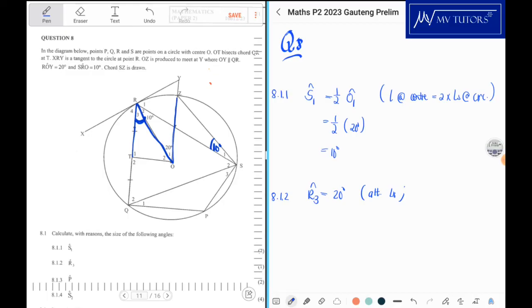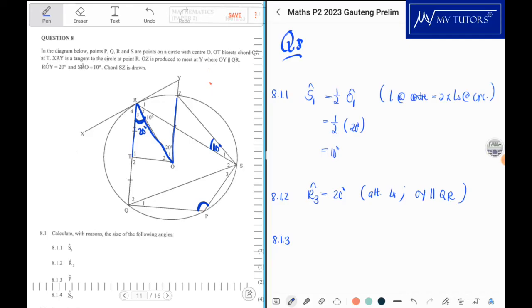All right, and basically we have OY parallel to QR. All right, and then 8.1.3. Angle P. Let's just put in what we know here. So angle P, here is angle P.